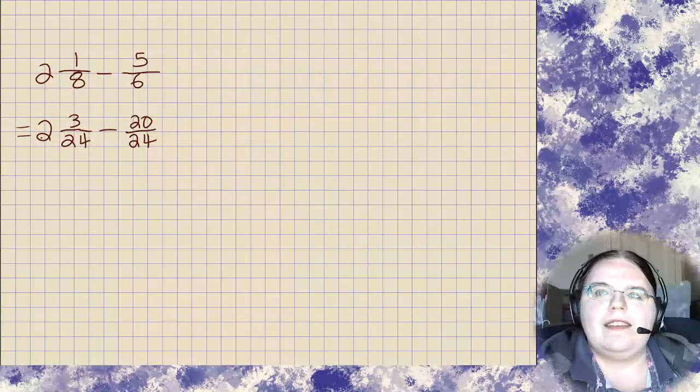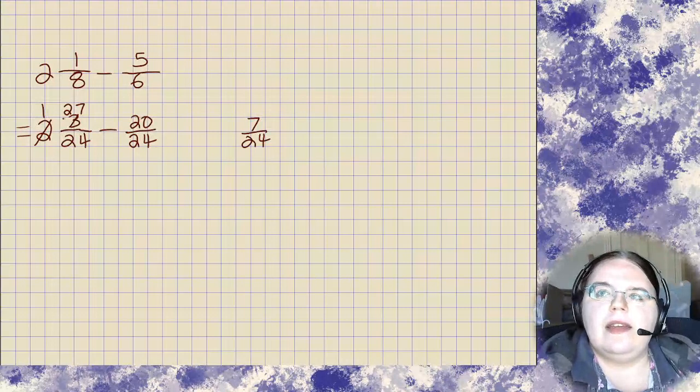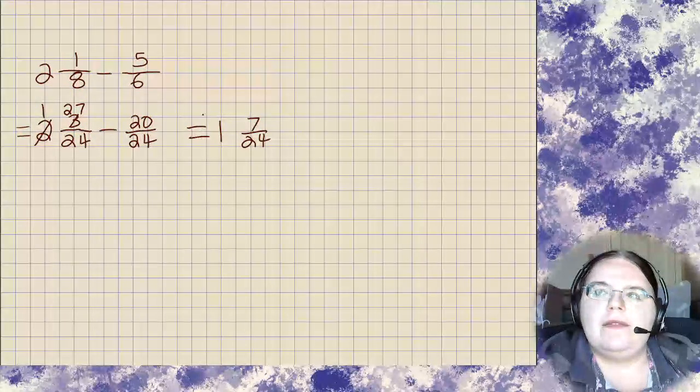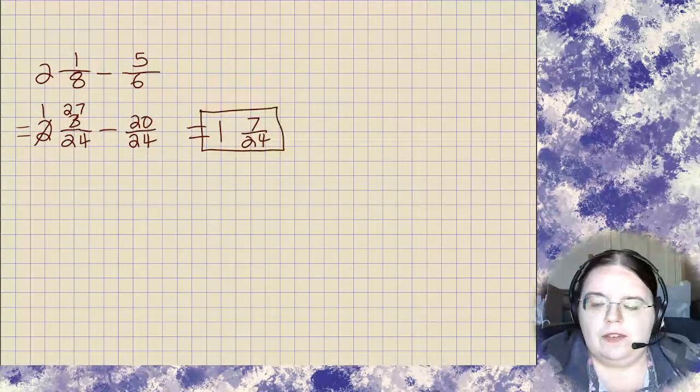If we cut a pizza into 24 slices, we've got 3 slices sitting there if someone wants 20 slices. Well, we can cut up one of these 2 pizzas here, 24 to go with the 3 that's already there. That's 27 in all. So then 27 minus 20 is just 7. And then the one that we didn't cut comes along. So 1 and 7/24 would be our solution here.